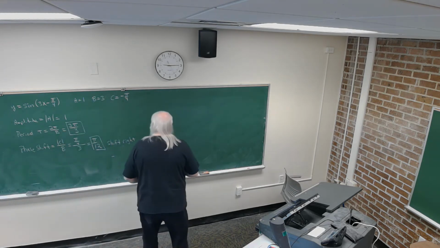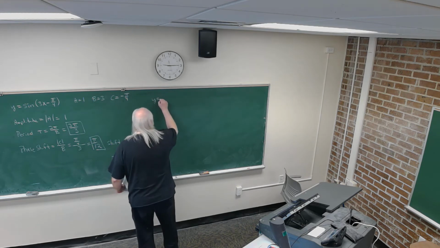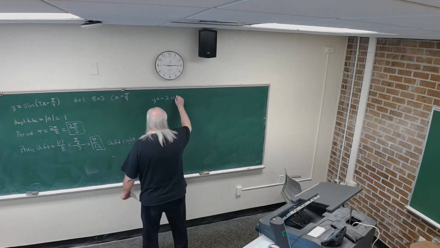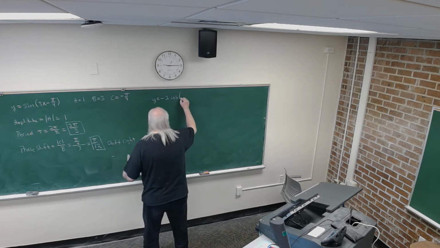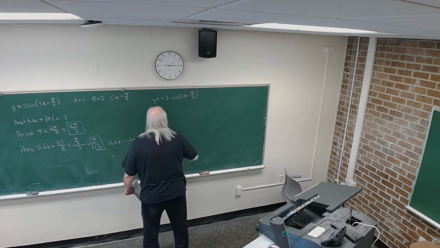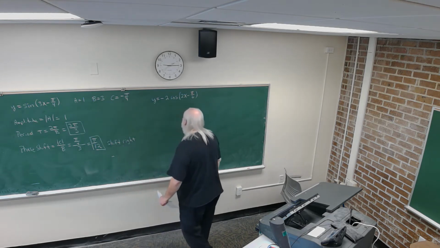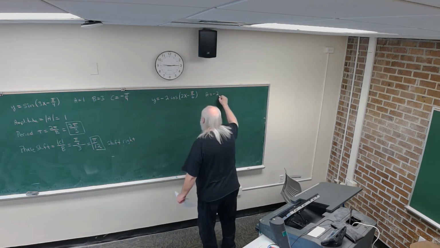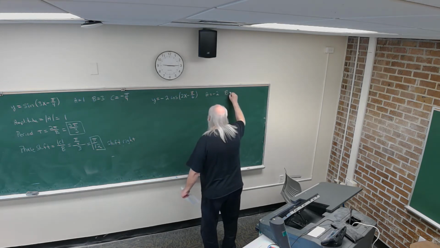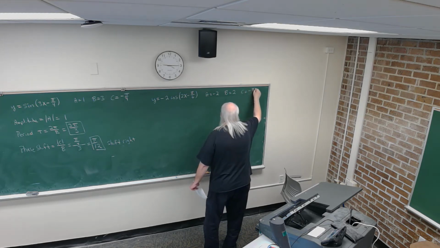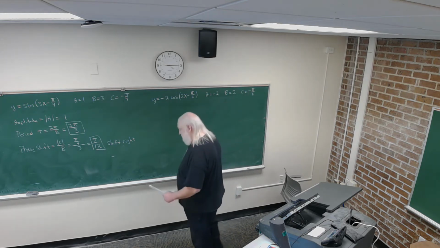In the next example, we have y is equal to minus 2 times the cosine of 2x minus pi over 6. So a is equal to negative 2 in this case. b is equal to plus 2. And c is equal to minus pi over 6 radians.